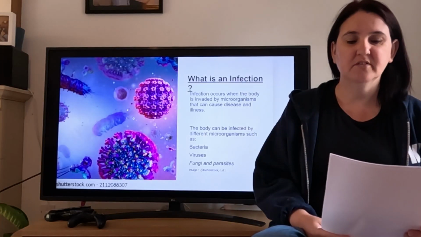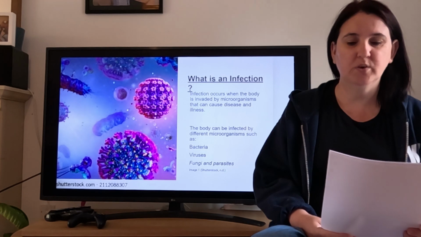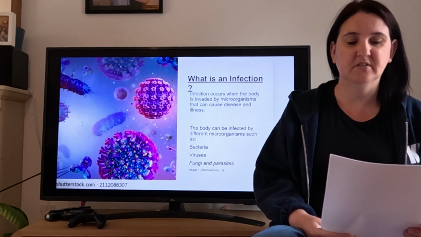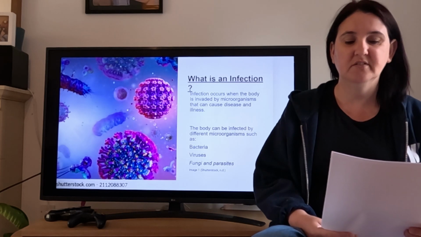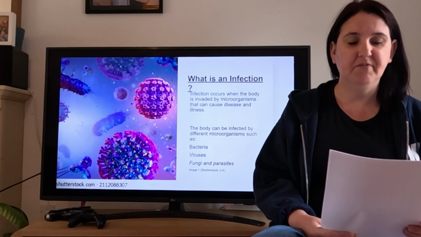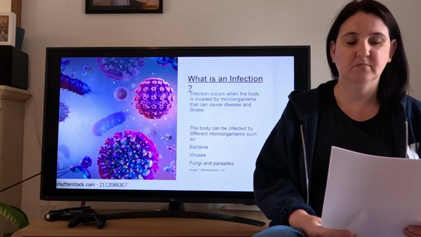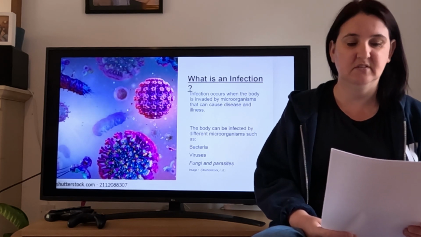Human Immunity by Waugh. Infection occurs when the body is invaded by microorganisms that can cause disease and illness. There are many ways for these pathogens to enter the body, but typically it's through the respiratory tract, the digestive tract, or the skin. Infections can remain localised to the point of entry or can spread throughout the body. The body can be infected by different microorganisms such as bacteria, viruses, fungi, and parasites.